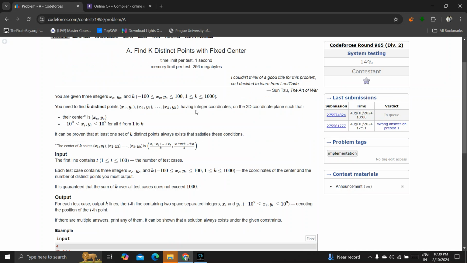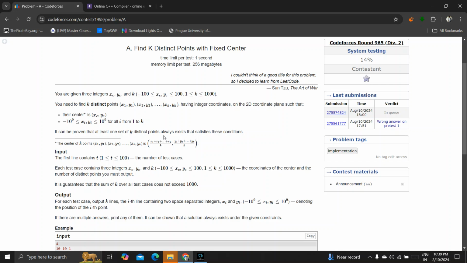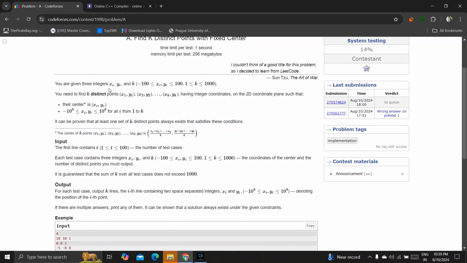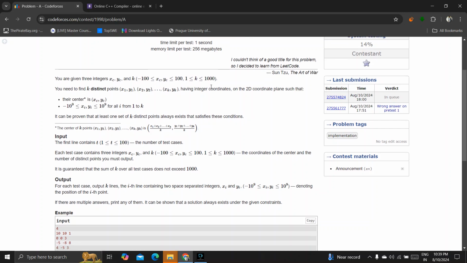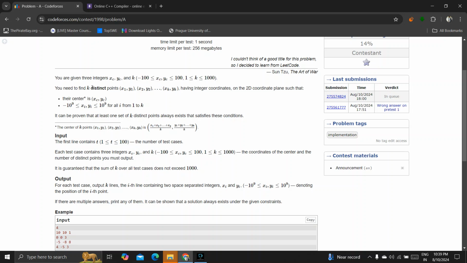Everyone. So today's Codeforces first question is Find K Distinct Points with Fixed Center. Okay, so what does the question state? You are given three integers x, y, and k, right? And x and y lie between -100 to 100 and k lies from 1 to 1000. You need to find k distinct points, that is x1, x2 up till xk.